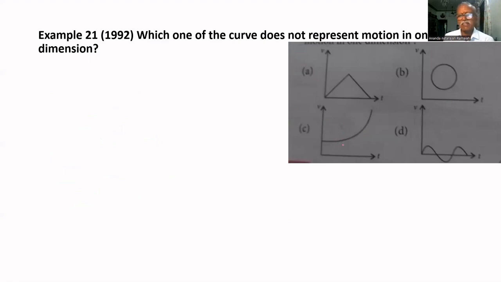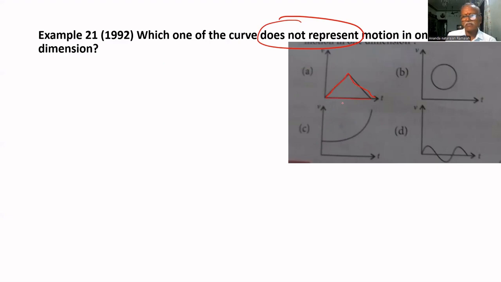Which one of the curve doesn't represent motion in one dimension? Time is there, no? Which one of the curve doesn't represent motion in one dimension? We have to remove the ones that are one dimensional motion. This is one dimensional motion. Initially, its displacement increases, then displacement decreases. No problem, one dimension only.